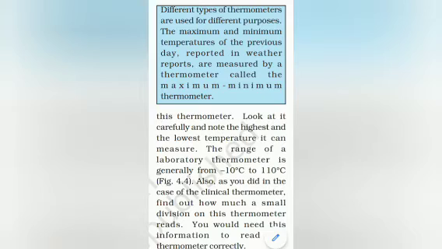This thermometer, look at it carefully and note the highest and the lowest temperature it can measure. The range of the laboratory thermometer. So what is the range of the laboratory thermometer? It is from -10 degrees Celsius to 110 degrees Celsius. So इतनी बड़ी range होती है. It can measure below 0 degrees Celsius and above 100 degrees Celsius also. Also we can do it in the case of the clinical thermometer.